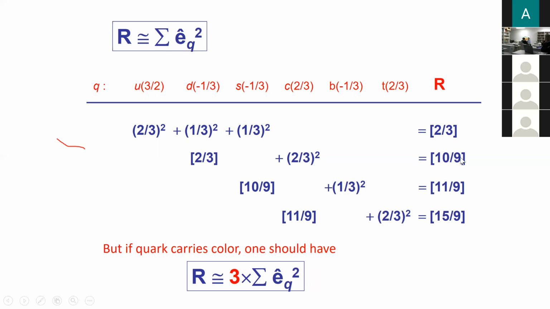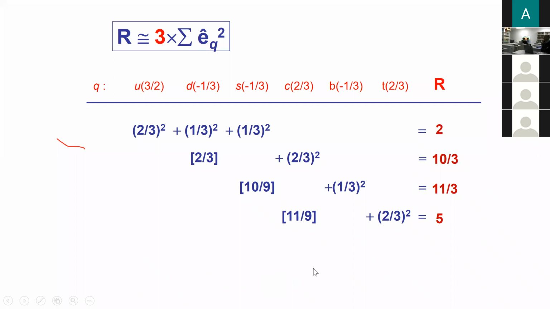However, you will find that this number is actually different from the data, unless you allow the quark to carry a color. For each flavor, it can have 3 different kinds of color. Therefore, the cross-section ratio will be multiplied by 3. By doing this, the ratio actually changes to this sort of number. If you have 3 flavors, then you have a ratio of 2, or 10/3, 11/3, or 5.